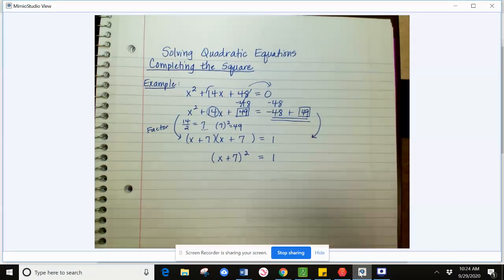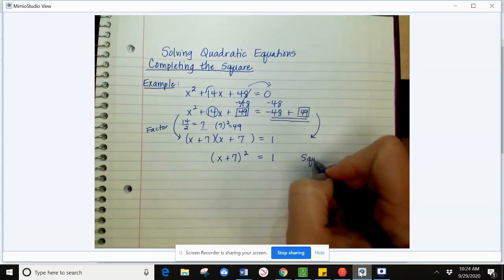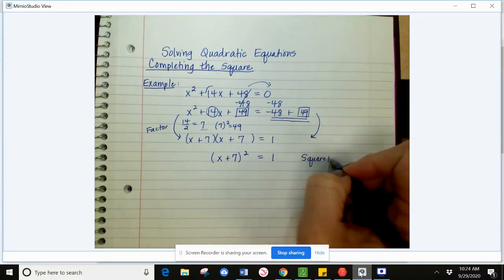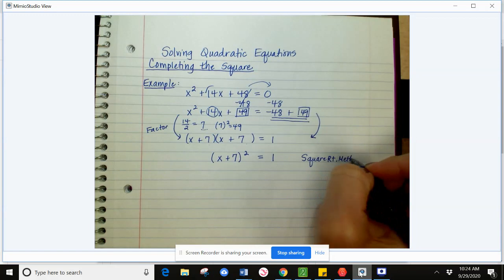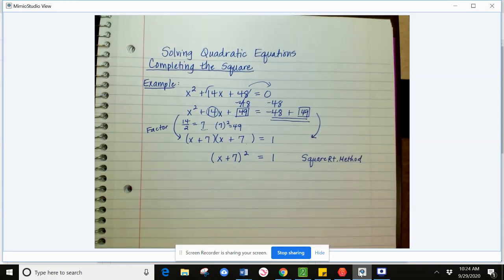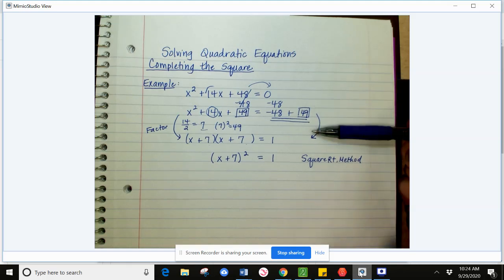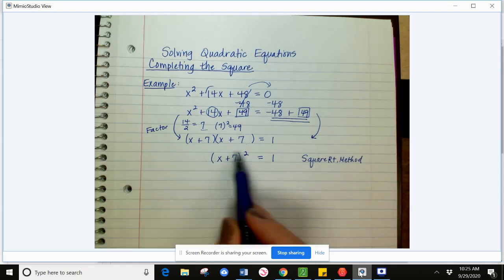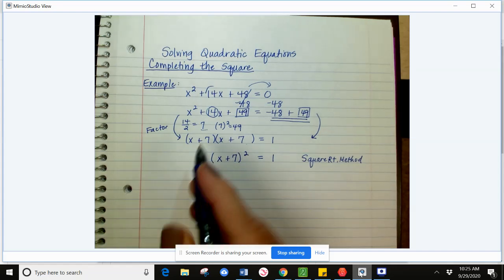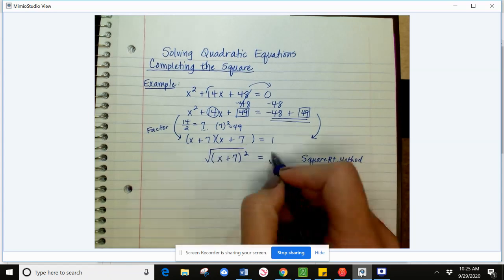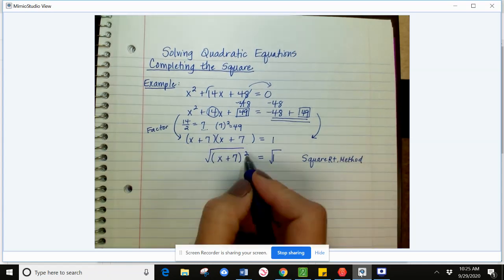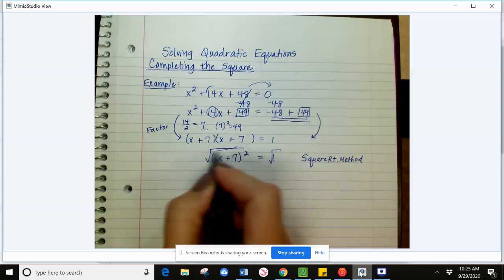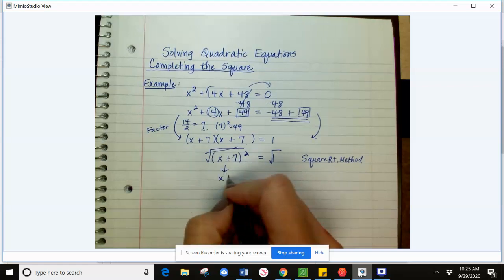So when you get here, you're going to use the square root method, and that's also a method we have talked about to solve quadratic equations. So this completing the square method actually works you up to use a former method we have already talked about. The square root method says you want to isolate your squared term, which is x plus 7, and then you want to square root both sides. So the square and the square root cancel. Everything under the radical comes out.